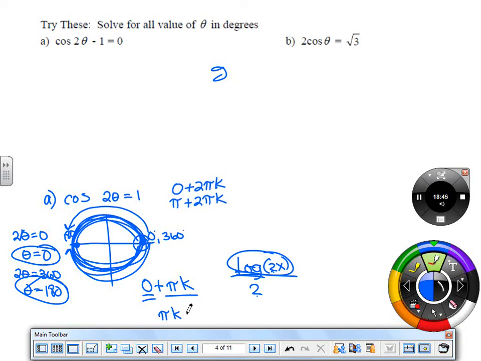And what is k? K has to be in what number set? Integers. Okay, it still has to be positive, negative, whole numbers, or 0.